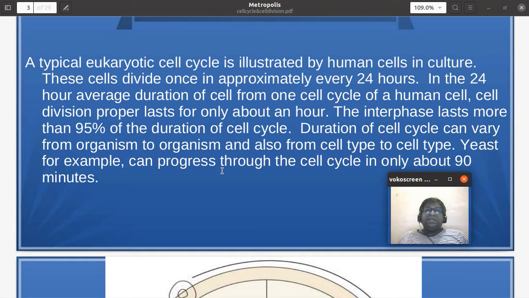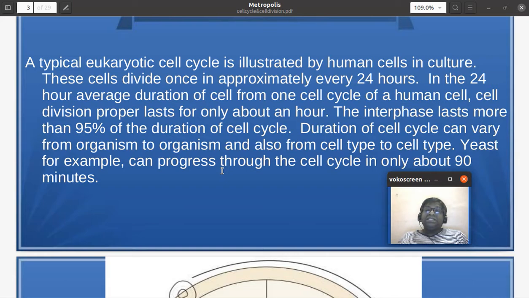Of this 24 hours, 23 hours are required for the interphase stage, and they utilize only 1 hour for the mitotic phase. So the human cell division lasts only about an hour. The interphase lasts more than 95% of the duration of the cell cycle. It takes up a major role. You can just assume that it requires 23 hours of preparation for 1 hour of cell division. That is the importance of interphase. Interphase is not a resting phase. It is rather a preparatory phase during which the cell gets prepared for entering into cell division.